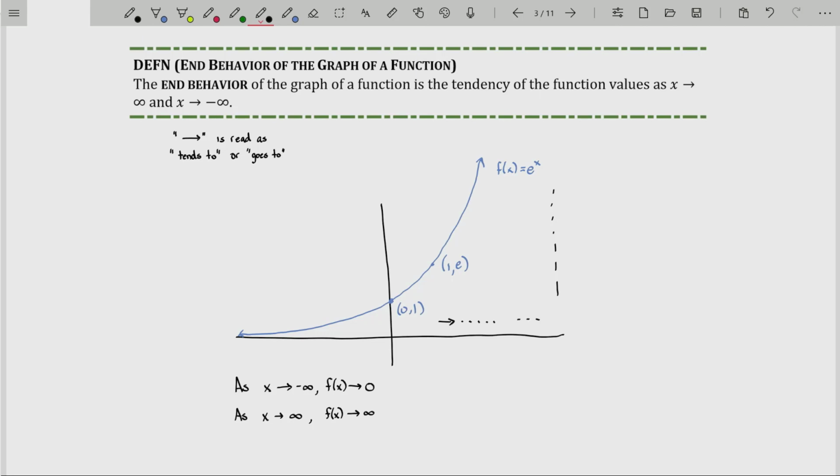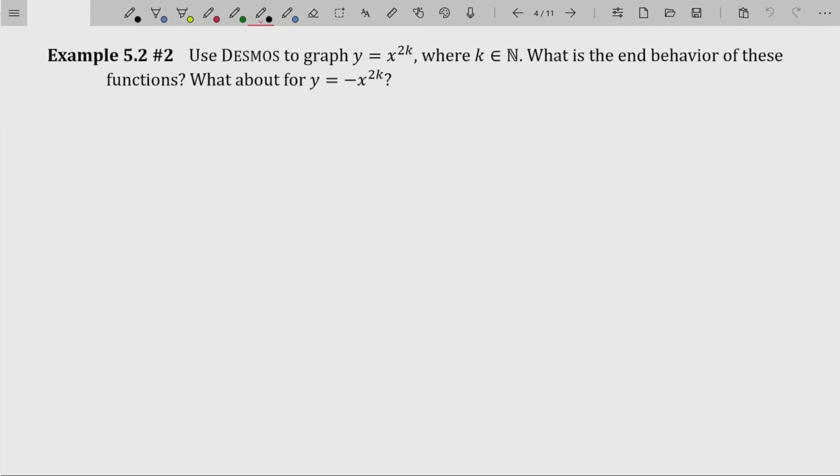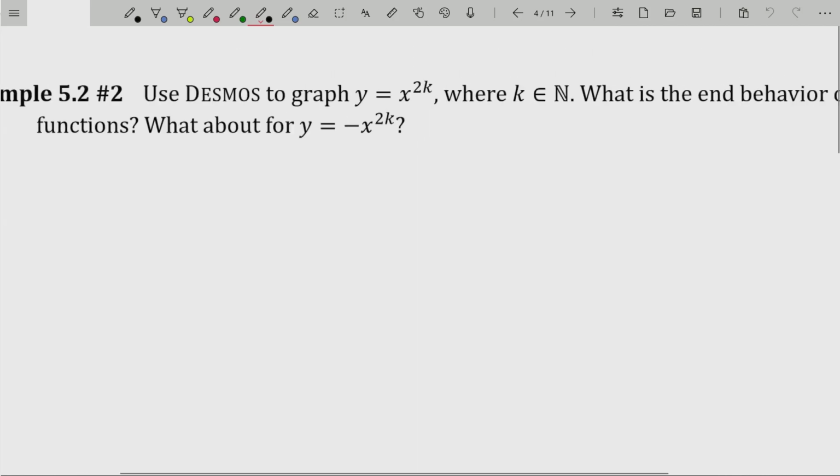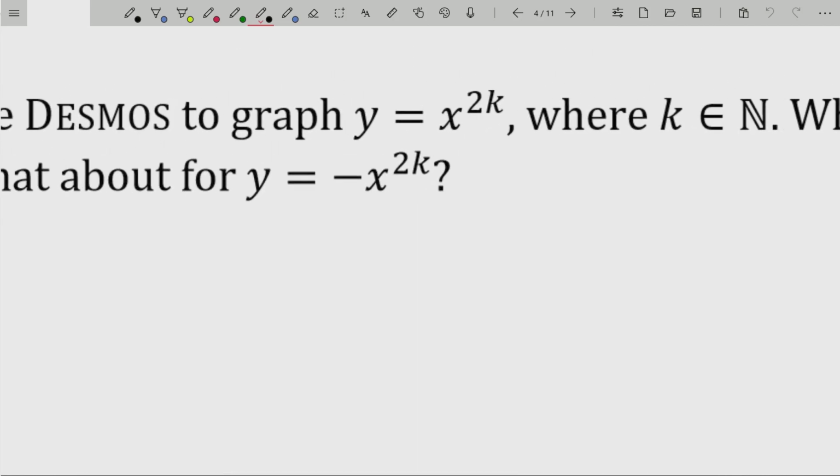Now we're going to go ahead and dive a little deeper just into power functions. So let's use Desmos to graph power functions of the form y equals x to the 2k, where k is a natural number. Now you really do need to get used to this 2k notation.